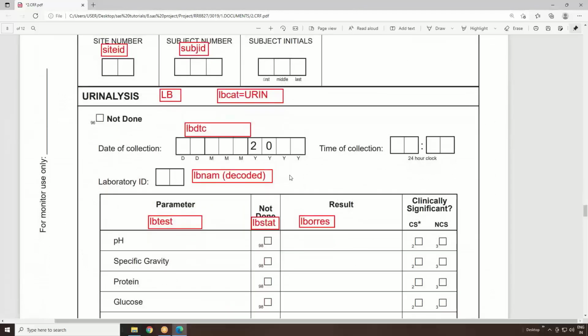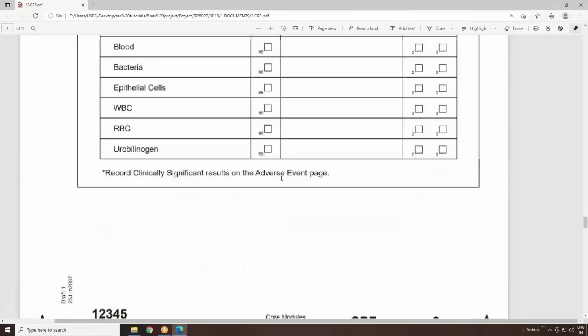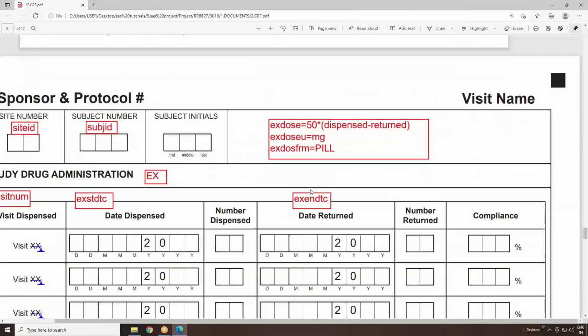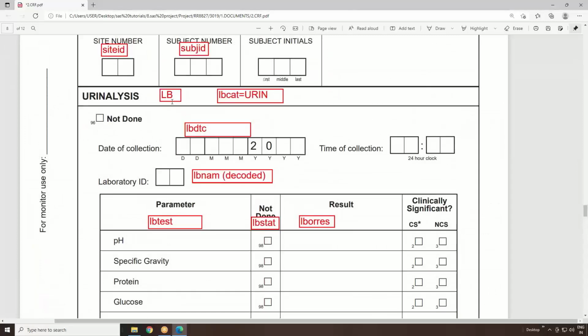And urine analysis, like the pH in urine and specific gravity in urine, whether there are any proteins in the urine, whether there is any glucose in the urine, and how much the content is. You can get all those things. All this information will go under the data set called the laboratory data set.